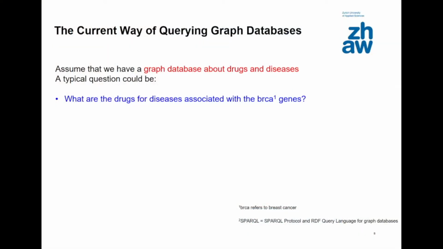I give an example of how you currently would query a graph database. Graph databases are important because they're used in the life science community quite a bit. Life science is today a medical area, so a lot of data is in graph databases. Let's assume they had one question like this: what are the drugs for diseases associated with BRCA genes?